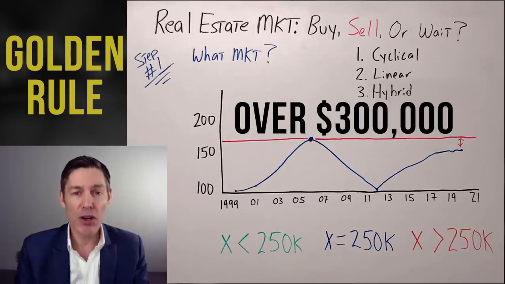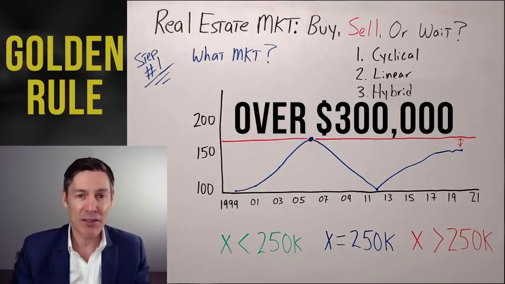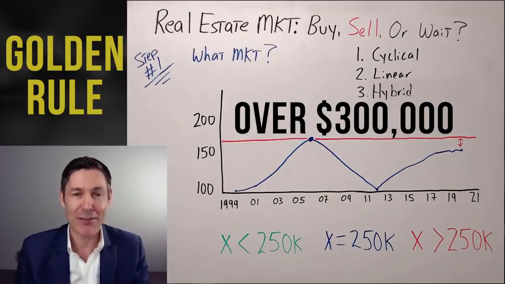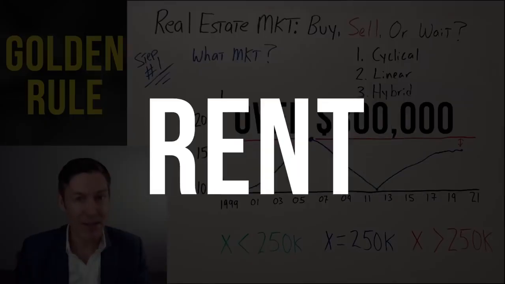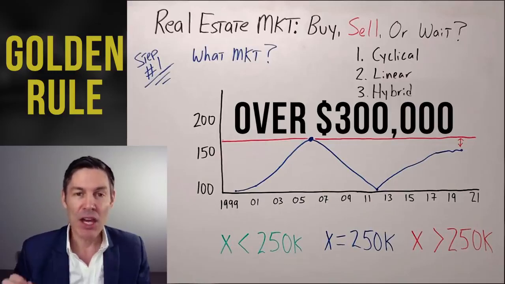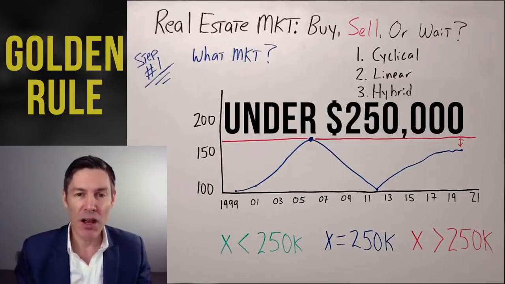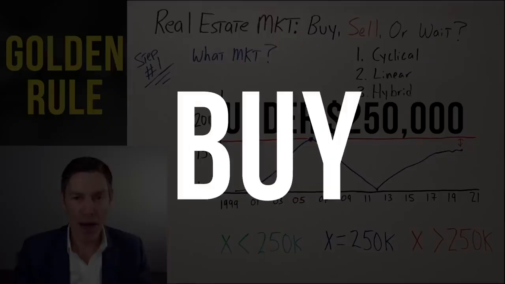Those are all extraneous factors that you need to decide on your own. But just when you're crunching the numbers as if the decision was exclusively a spreadsheet, you can say that if you're over 250 or 300,000, usually it's a better deal to rent than it is to buy. Anything under $250,000, and normally that's a better financial decision to buy.